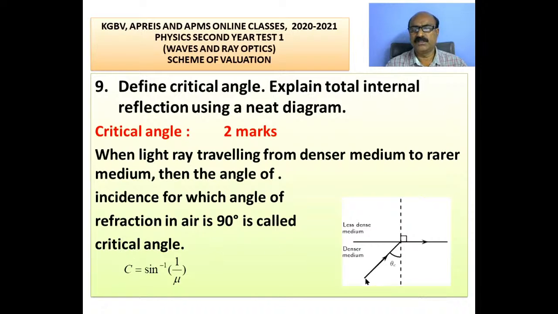So when the light is incident here, moving from denser medium to rarer medium, and at a particular angle the angle of refraction becomes 90 degrees in the rarer medium, then the angle of incidence is called critical angle. And the formula for critical angle: critical angle depends on the refractive index of the denser medium. That is why C is equal to sine inverse of 1 by mu. You have to write down the formula.